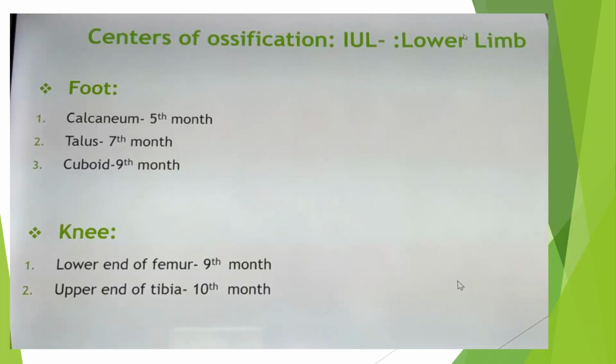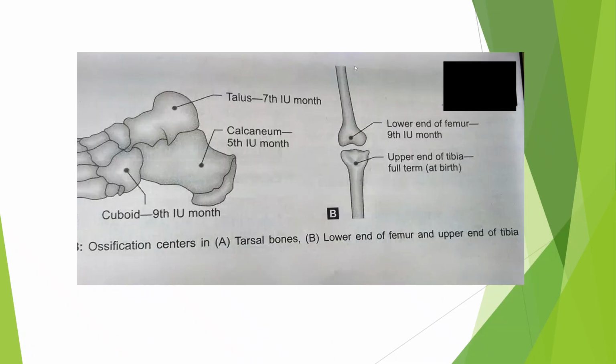So here we are seeing some of the centers of ossification in the foot. If you see, we have the calcaneum that appears by the fifth month of intrauterine life. The talus appears by the seventh month of intrauterine life. The cuboid appears by the ninth month of intrauterine life. In the knee, the lower end of the femur appears in the ninth month of intrauterine life, and the upper end of the tibia in the 10th month of intrauterine life. The pictorial representation of the same is given in this slide.